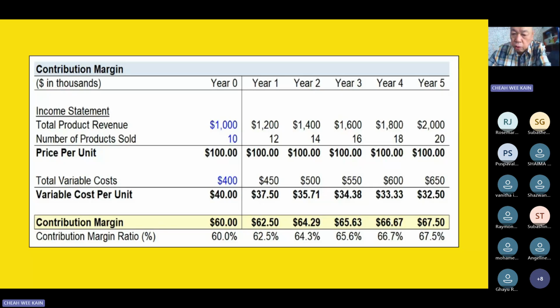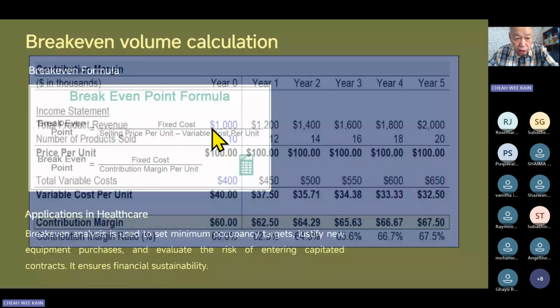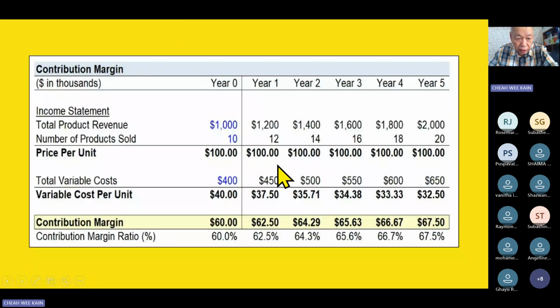Okay. So now you will look at this ratio, and we will introduce to you a break-even chart. Fixed cost divided by contribution. See, selling price per unit minus variable cost. What is this? This is actually selling price per unit minus variable cost per unit. So this is the contribution margin. Okay, it can go up, it can go down, doesn't matter.